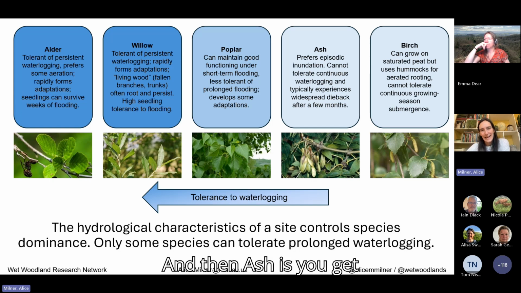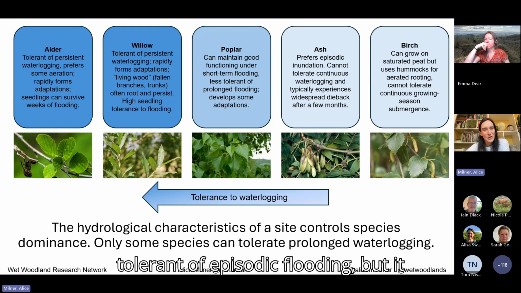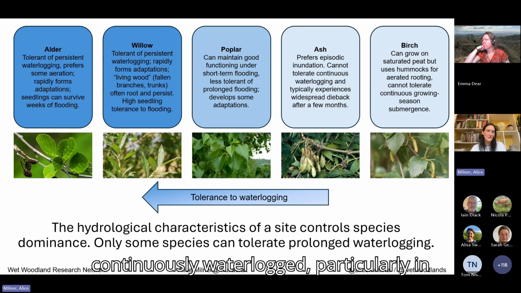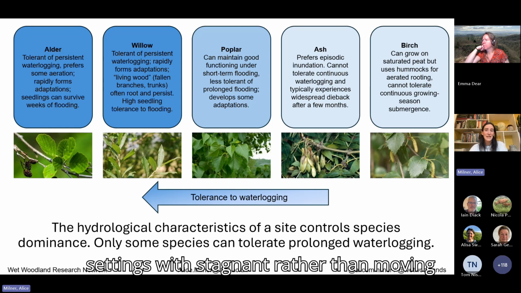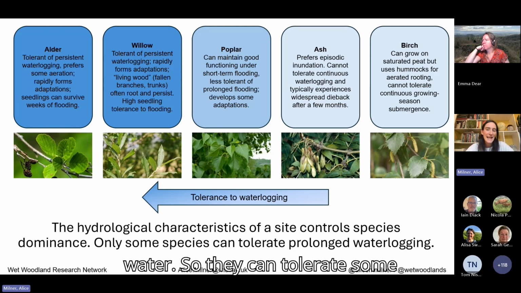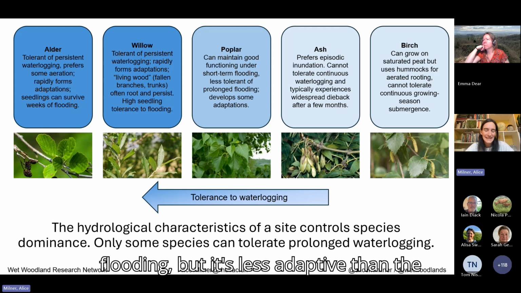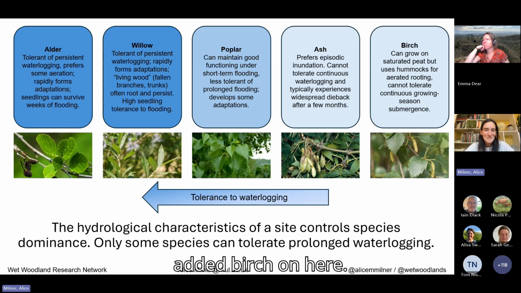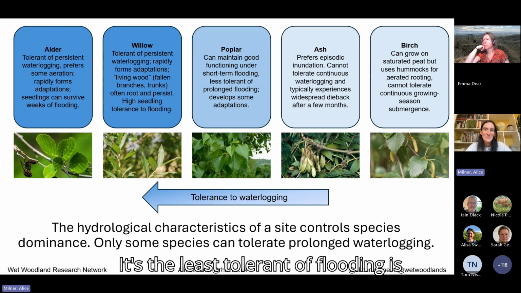And then ash is tolerant of episodic flooding, but it starts to show injury when it's continuously waterlogged, particularly in settings with stagnant rather than moving water. So it can tolerate some flooding, but it's less adaptive than the willows and the alder. And then I've added birch on here. It's the least tolerant of flooding.